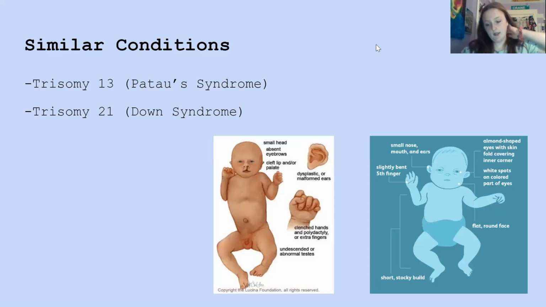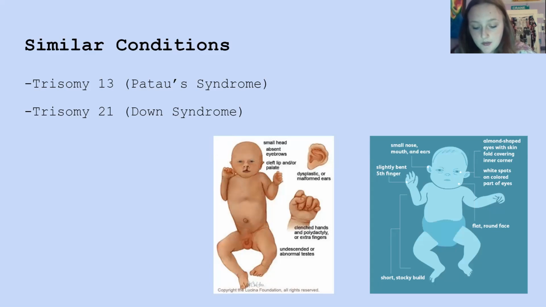Similar conditions. Trisomy 18 isn't the only condition with the third copy of the chromosome pair. The closest condition to trisomy 18 is trisomy 13, which is called Patau syndrome. And then the more well-known trisomy condition, which is trisomy 21, also known as Down syndrome.